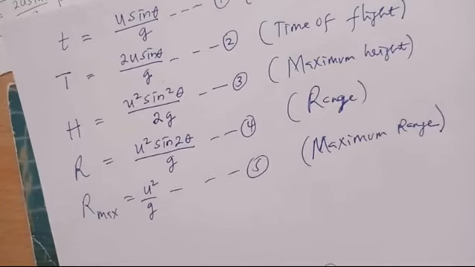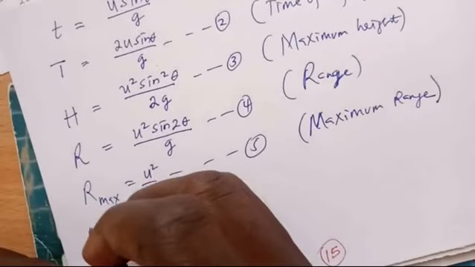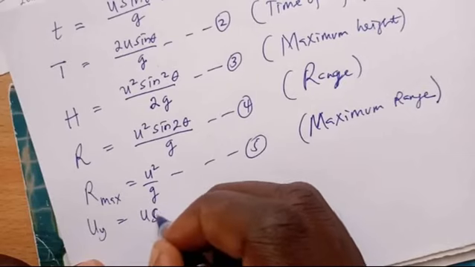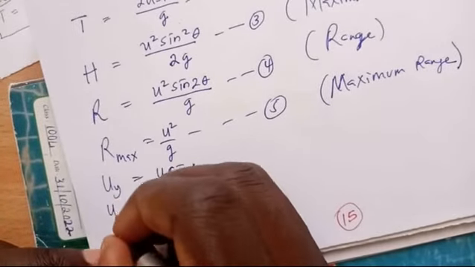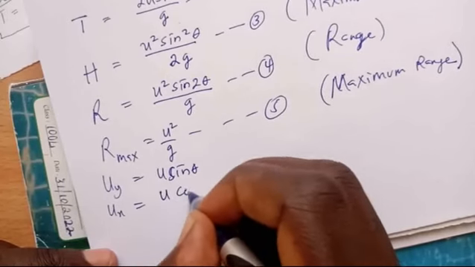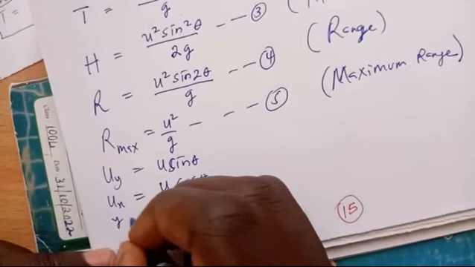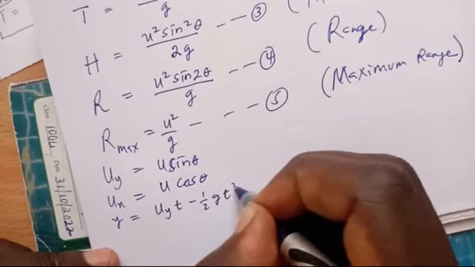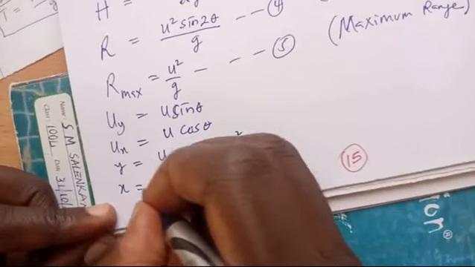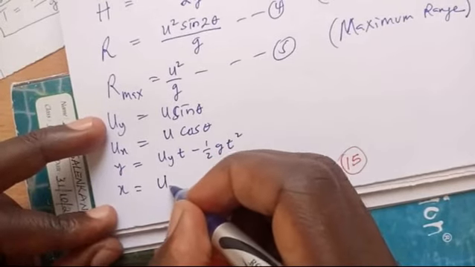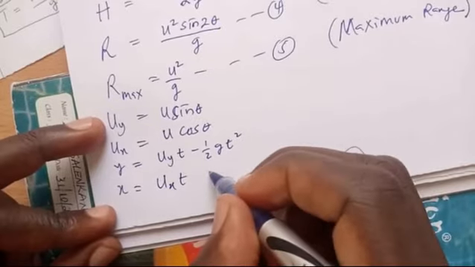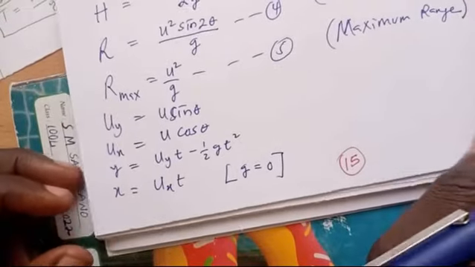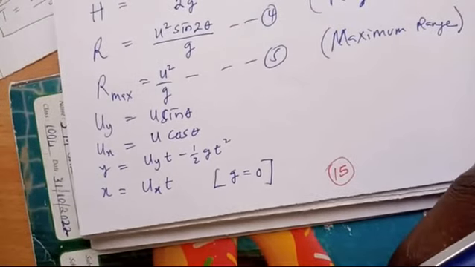These 5 equations are very important when you are solving problems related to projectile motion. Also, don't forget the remaining ones, such as u sub y is equal to u sine theta, and u sub x is equal to u cos theta. Any vertical displacement is given by u sub y t minus half g t squared, and any horizontal displacement x is given by u sub x multiplied by t, and for this one particularly we say that g is equal to 0. g has no influence on the horizontal motion.